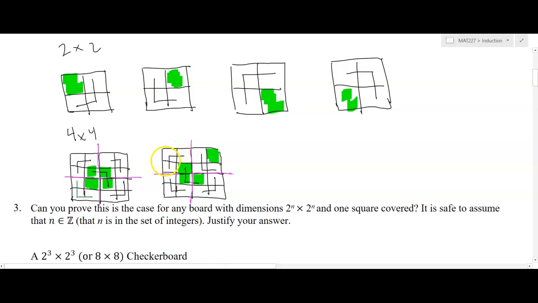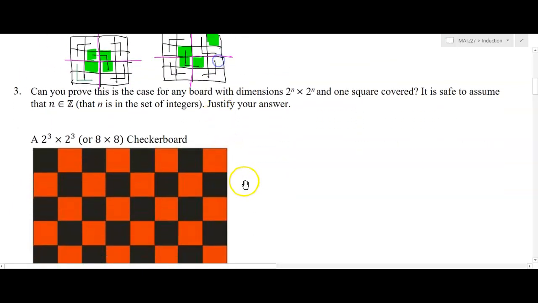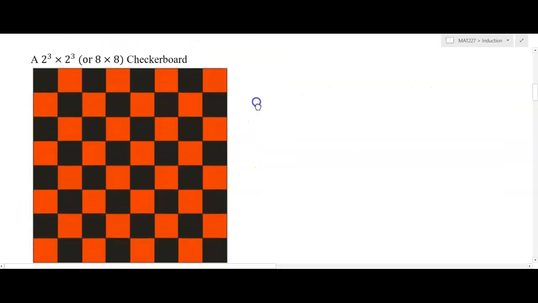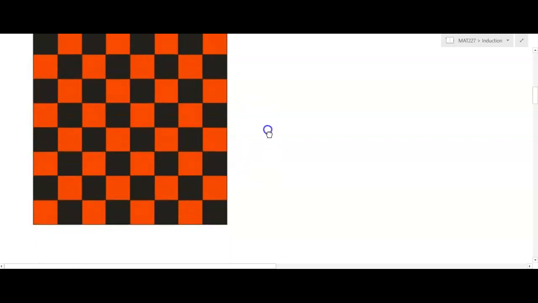So if we, again, look at something like a 2 to the third by 2 to the third, we ultimately want to ask, can you prove this is the case for any board with dimensions 2 to the n by 2 to the n and 1 square covered? It is safe to assume that n is an integer, and we want to be able to justify our reasoning. So here is a 2 to the third by 2 to the third checkerboard, and you can see that this gets conceivably more difficult because it's larger.